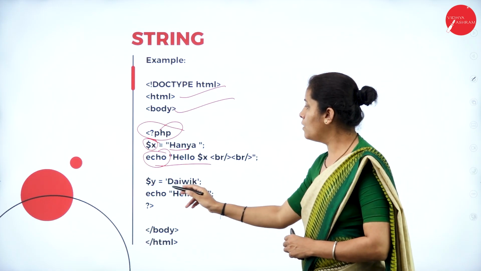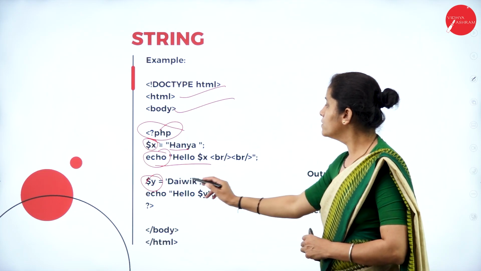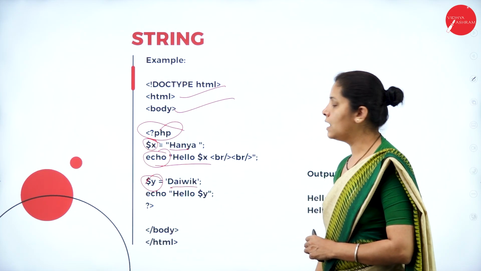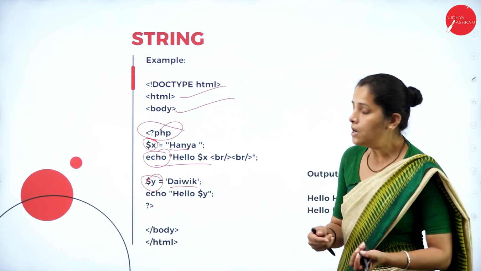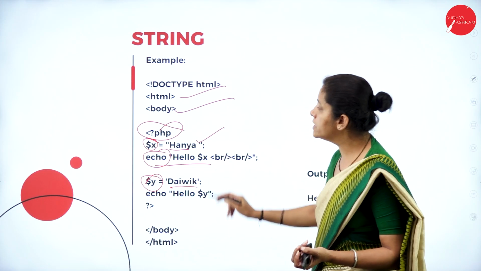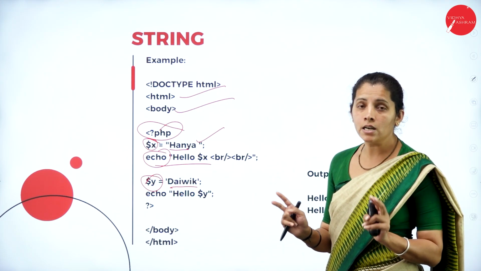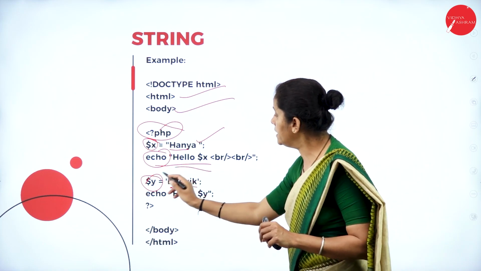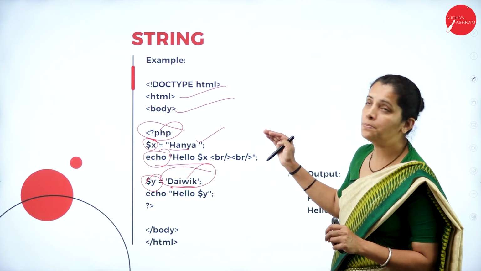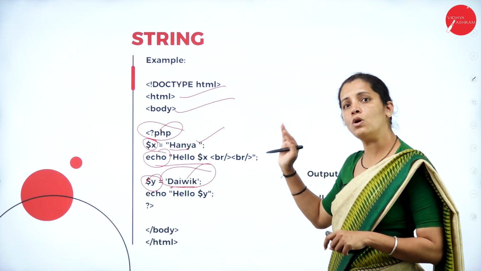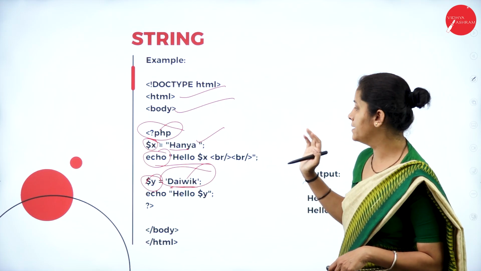Now I have one more string called Y. What am I assigning here? I'm assigning Daivik. What is the difference here? Both are strings, but the first string I'm writing within double quotes, and here I'm writing within single quotes. So PHP supports single quotes as well as double quotes to define a string.